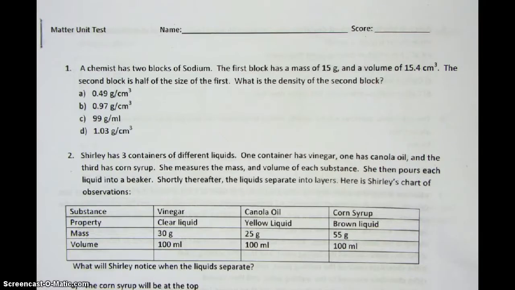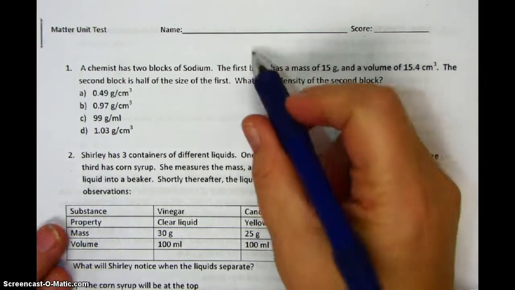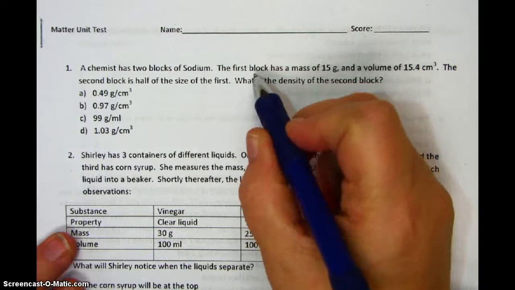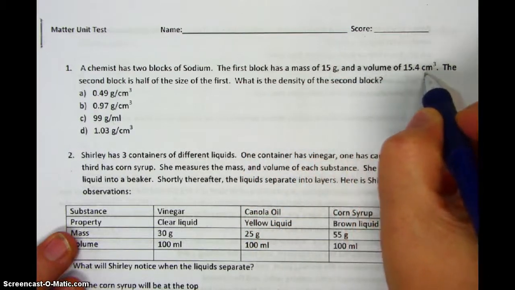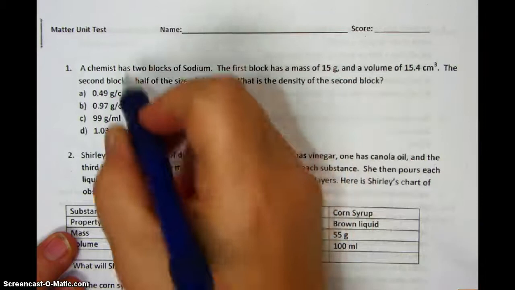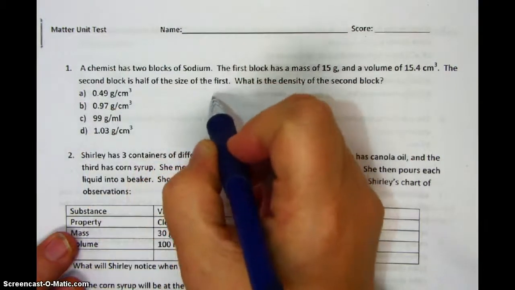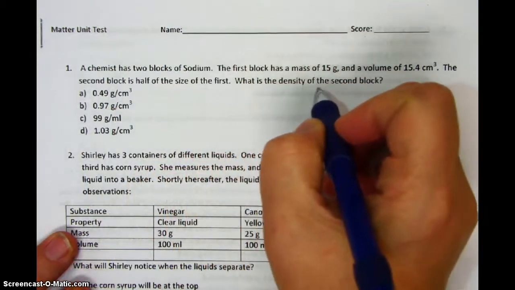A chemist has 2 blocks of sodium. The first block has a mass of 15 grams and a volume of 15.4 centimeters cubed. The second block is half the size of the first. What is the density of the second block?